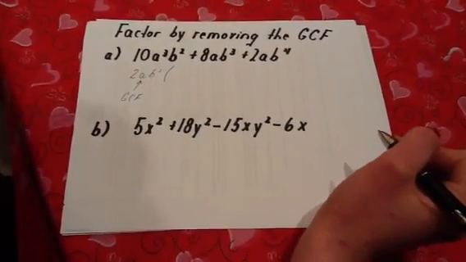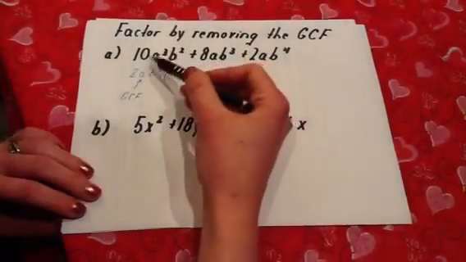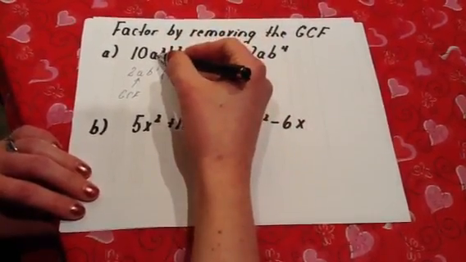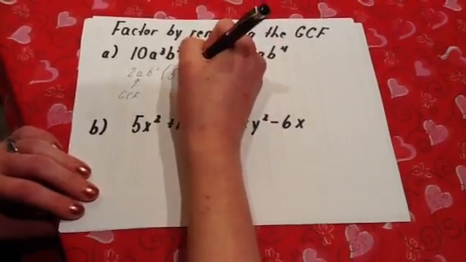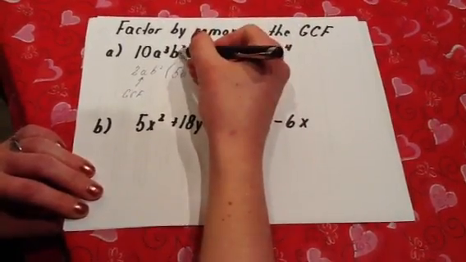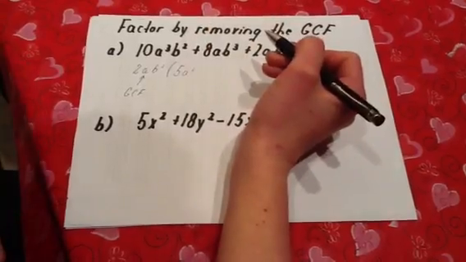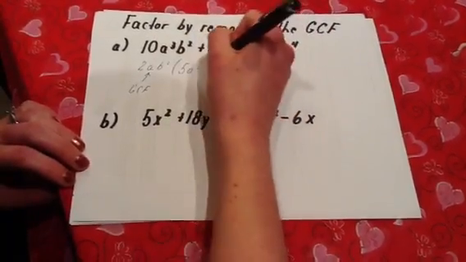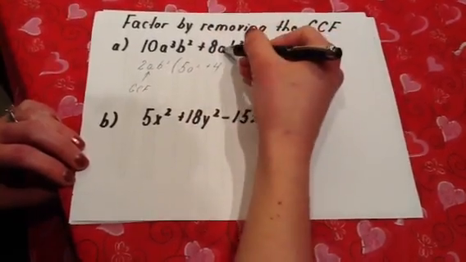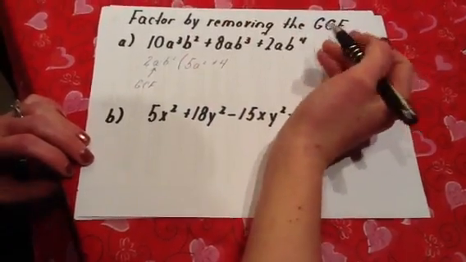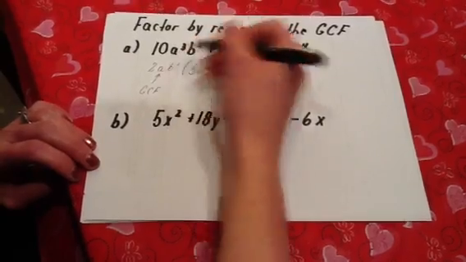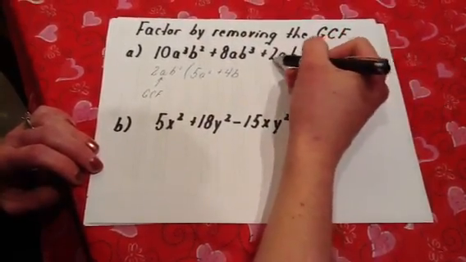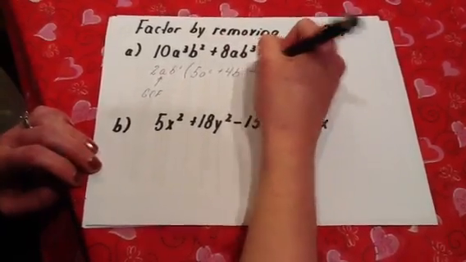The way you determine that is you divide. So 10 divided by 2 is 5. A cubed divided by A is A squared. And B squared divided by B squared, they just cancel out. Now we go to the next term. 8 divided by 2 is 4. A divided by A cancels out. And B cubed divided by B squared is just 1B. And finally the last one, 2 divided by 2 is just 1, which we don't really need to write.